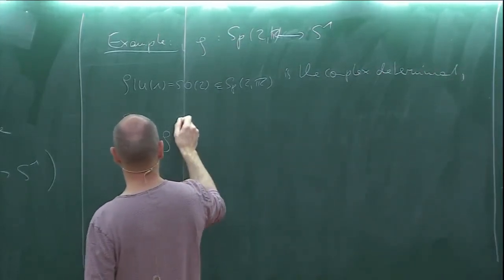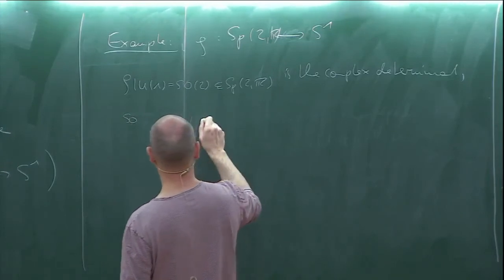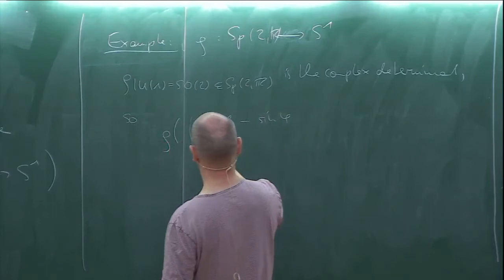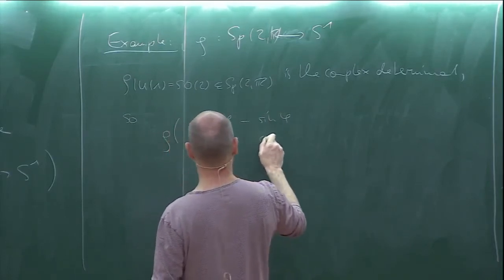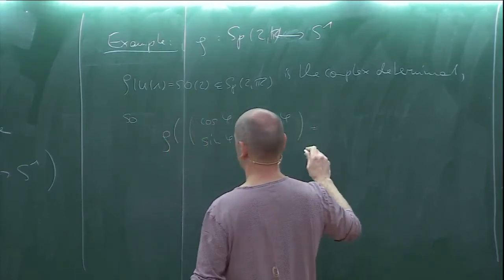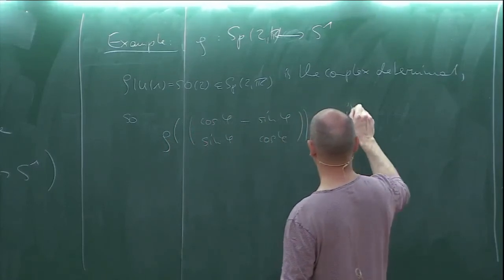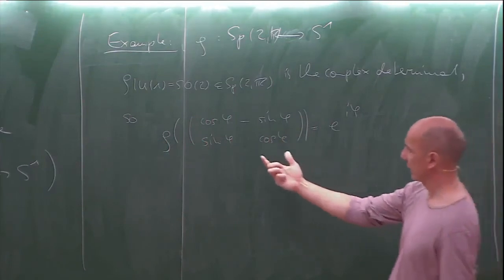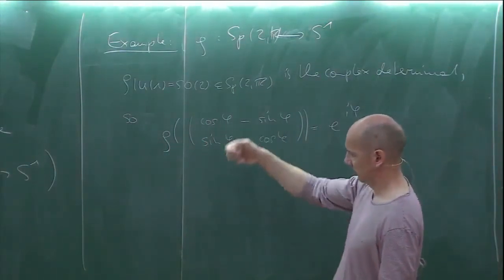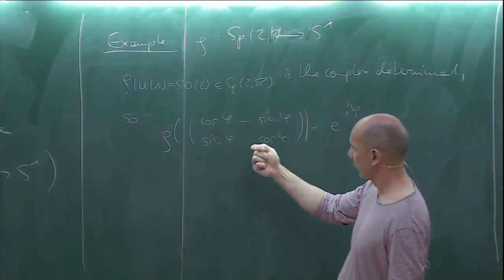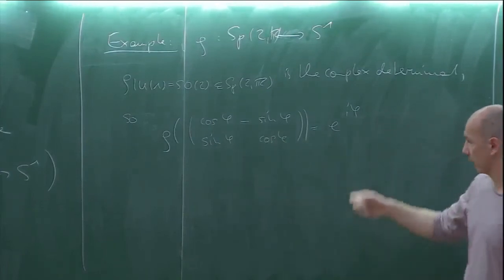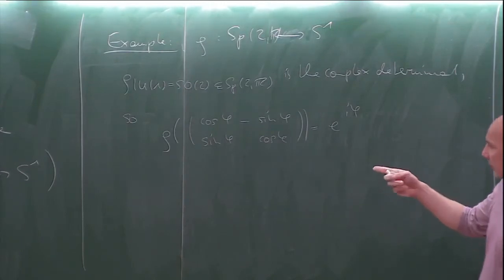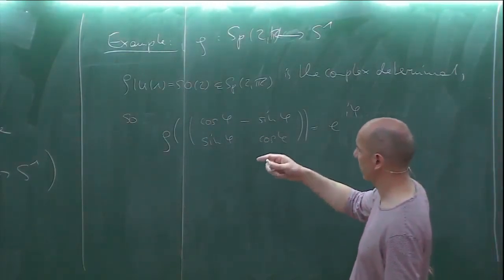So rho of a matrix of the form cosine phi, minus sine phi, sine phi, cosine phi is just e to the i phi. Because that matrix, in complex notation, corresponds to multiplication by e to the i phi. And in general, there's a symplectic way of saying this.